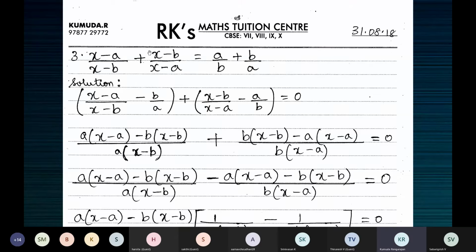Take that minus B by A along with this one, and take that minus A by B along with this one. That's the first step. A by B with B by A, and this B by A with A by B. We are transposing these two. These two come to the left hand side as minus A by B and minus B by A. This one with minus B by A and this one with minus A by B is equal to 0. This is the first step.